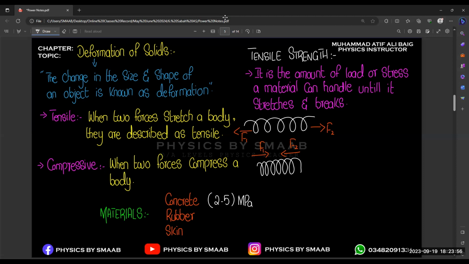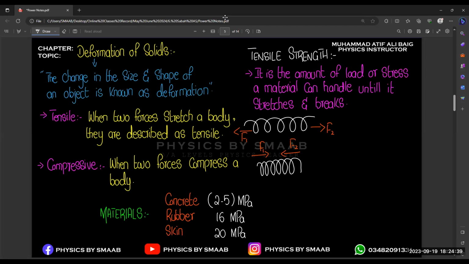And if we talk about rubber, the value will increase because rubber is stretchable, and it has some limits, so we can easily extend it to a certain length, then it will break. In solids like concrete, we are not able to stretch the material, so it will break at a certain extension or point. And if we talk about human skin, it has more tensile strength as compared to rubber.